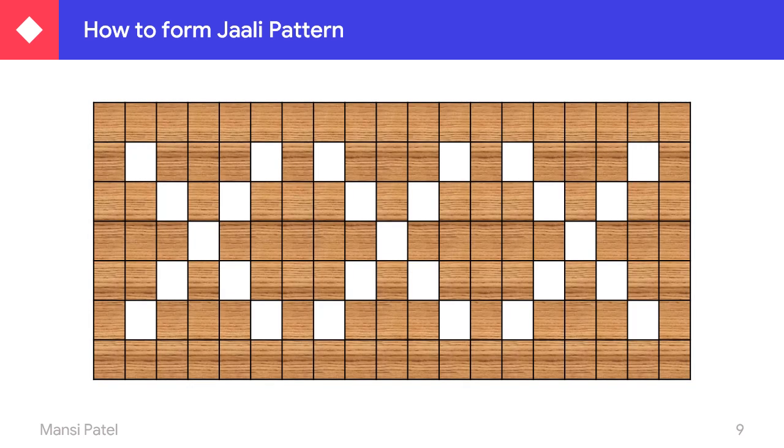Let us see how to form a Jaali pattern. See here, this is the arrangement of brick. Whenever you are given the arrangement of brick, at that time you have to make a design. So how do you make the Jaali pattern? Whenever you have to form any Jaali pattern, at that time you have to first make the shape. Here, if I want to make this cross pattern, then I will first make all the squares.